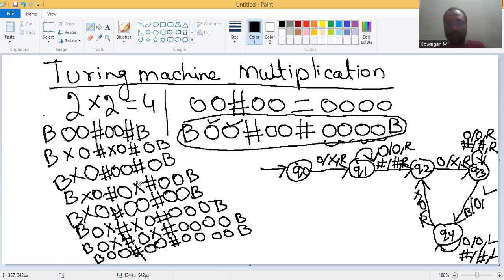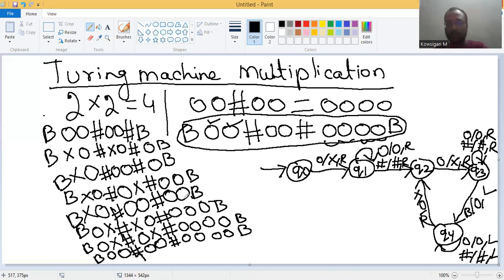So again for the second 0, this 0 has been replaced with x. That has been mentioned here, and move to the right hand side. Until you are reaching the blank, you have to move to the right hand side. After replacing this x with 0, and 0 with x, you are moving to the right hand side. Hash will be there, again move to the right hand side. 0 will be there. Again, this blank will be replaced as 0, and you move to the left hand side. So now this 0 has been copied here.